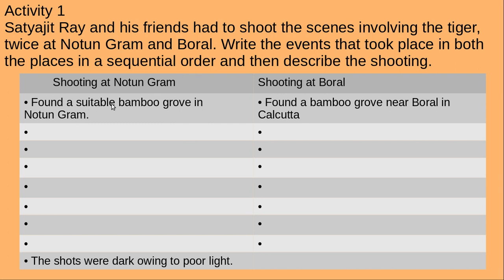You can write: found a suitable bamboo grove in Nottingham, then what happened, then what happened, then what happened. It is a very good activity that can help us to read purposefully. You read those parts again, and you try to write it. The answer is there in the note, suggested activities, sample events are there. You can compare with them. After that, you can write a description on your own, right?